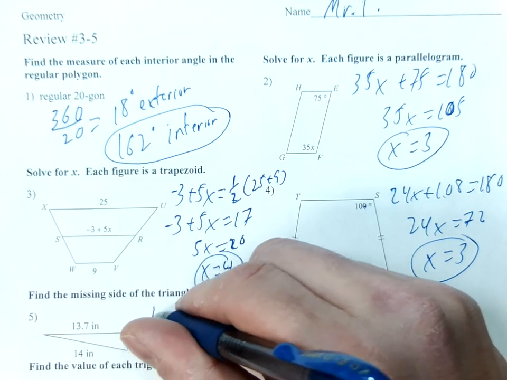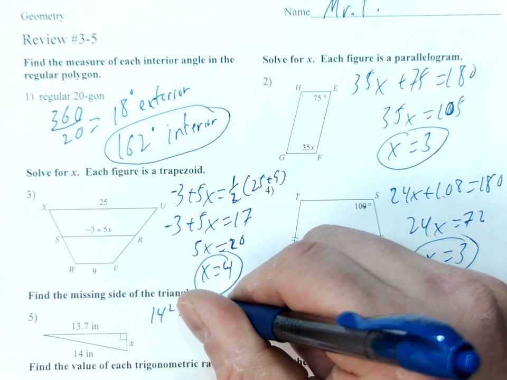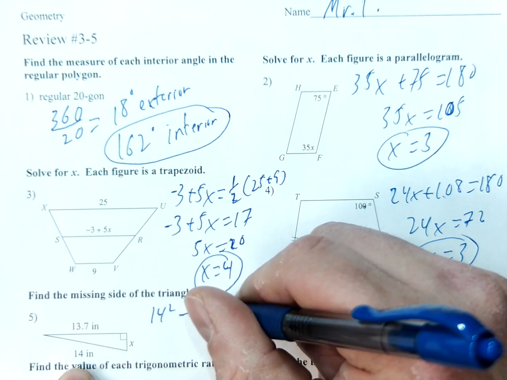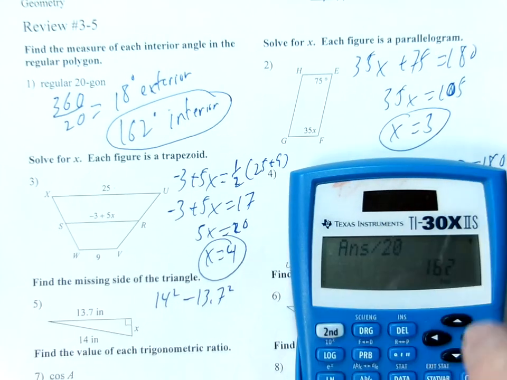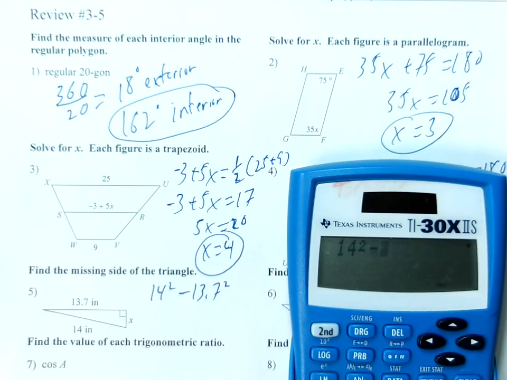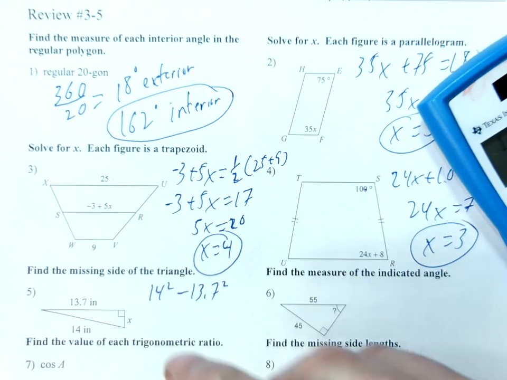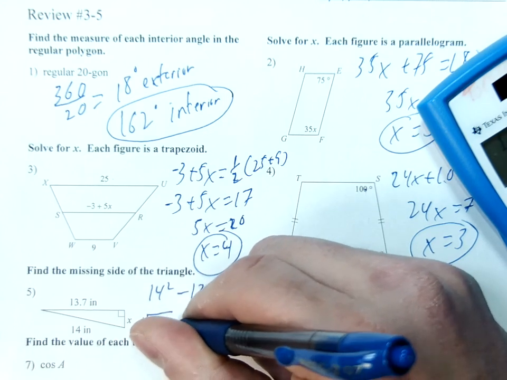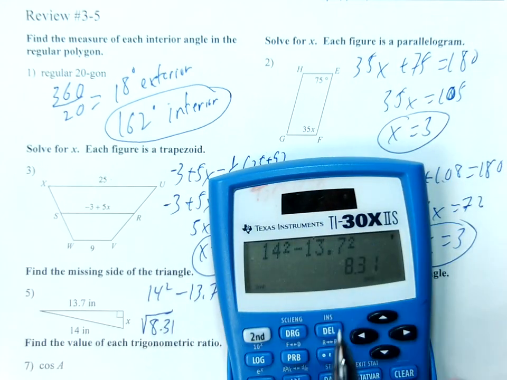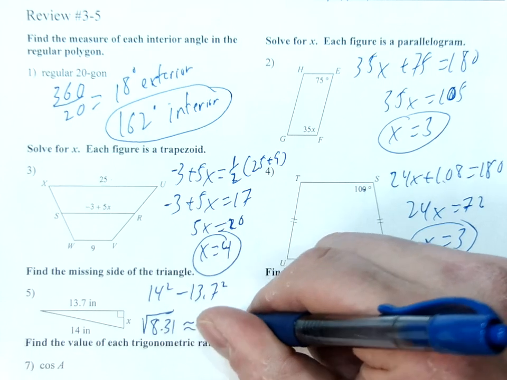Pythagorean theorem on the next question. We're going to subtract 14 squared and 13.7 squared because we are looking for a leg, not the hypotenuse. The hypotenuse is here, across from the 90, the longest side. So I'll take 14 squared minus 13 and 7/10 squared. I'll get 8 and 31 hundredths. So the square root of 8 and 31 hundredths will be my answer. That's about 2 and 9/10 when it rounds.